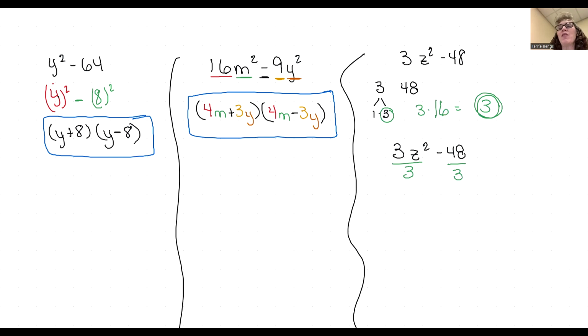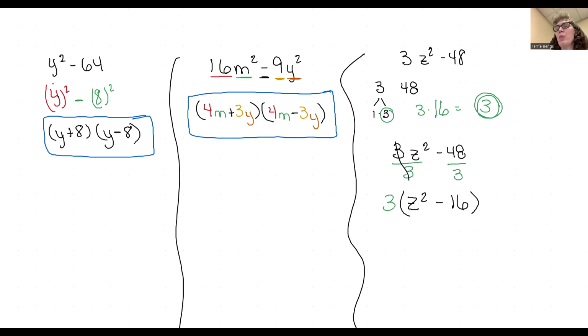All right, so now we're going to divide. So we say 3 divided by 3, that's just 1. Or we can just say we have z squared left, because these two would kind of cancel out. Then we have negative 48 divided by 3, and that is negative 16. Now remember, we always put our parentheses, and we have to bring that 3 back down, because that is our greatest common factor that we factored out. So it looks like this. But if I look inside my parentheses, now I have the difference of two squares.